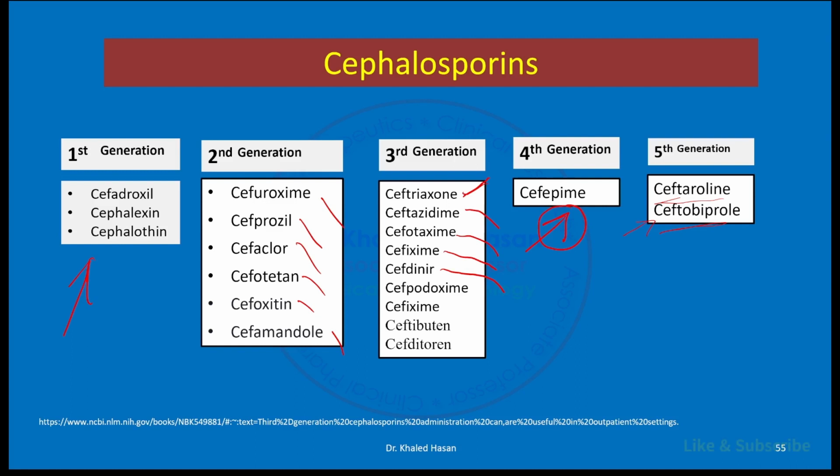So the question here: ceftriaxone belongs to which generation of cephalosporin? If you answered the third generation, you are correct. Cefepime belongs to which generation? Fourth generation. Okay, what about cefprozil? Cefprozil belongs to the second generation. What about ceftaroline? Ceftaroline, fifth generation. So we need to be familiar with which generation each drug belongs to. In the coming slides, we are going to be familiar with the broad spectrum for each.